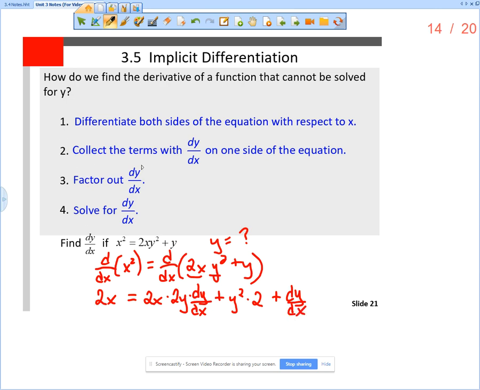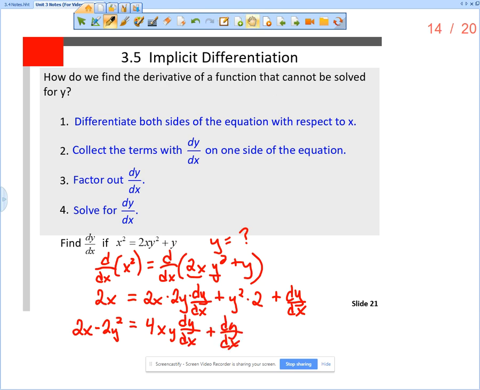Step two, collect the terms with dy/dx on one side of the equation. You'll notice I have 2x times 2y times dy/dx, and then I have a plus dy/dx. Those are the two terms that have dy/dx. So I'm going to leave them on the right side. Then I'm going to bring any terms that do not have dy/dx to the other side of the equation. So I have 2x on the left side, and then I'm going to subtract 2y squared. Which leaves me with 4xy dy/dx plus dy/dx.